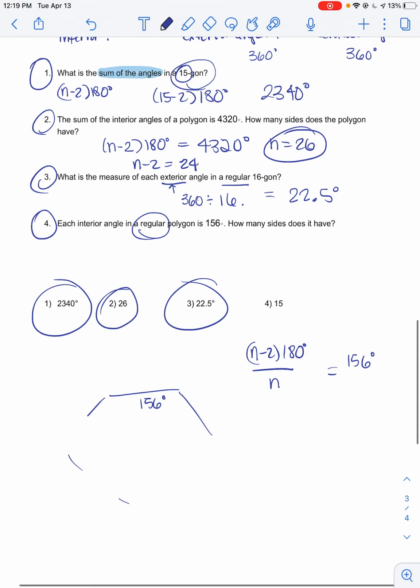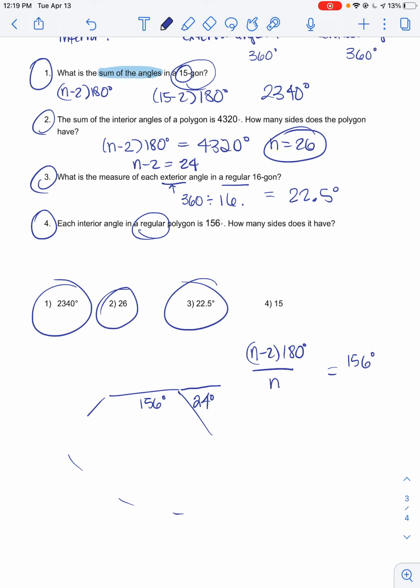If my polygon is over here looking something like this, I can draw an exterior angle that would be attached to my interior angle. How big is that exterior angle? Well, it's 180 minus 156. They're supplements. So that tells me that that exterior angle is 24 degrees.